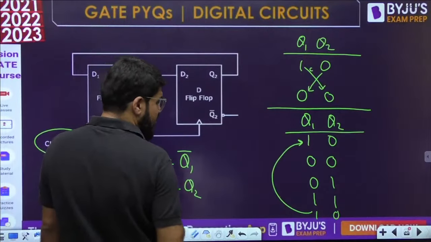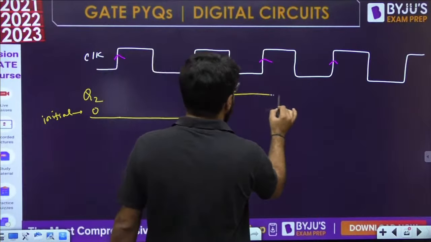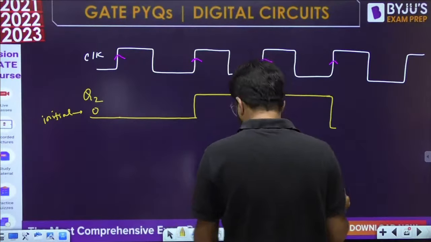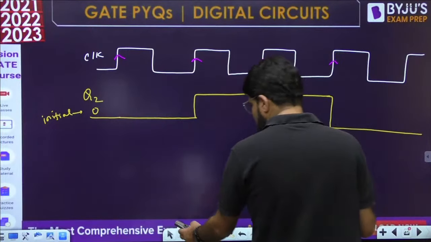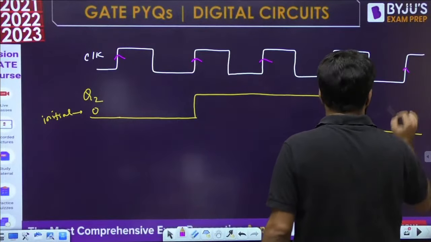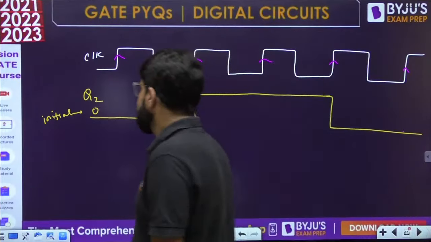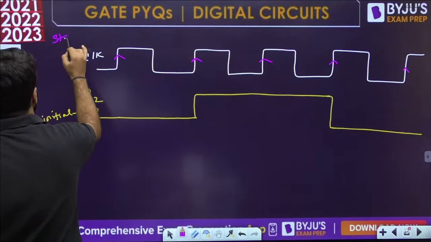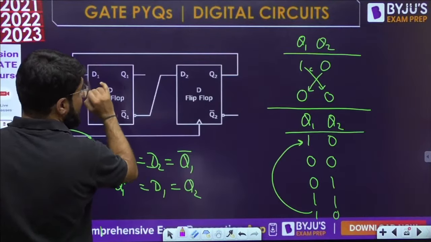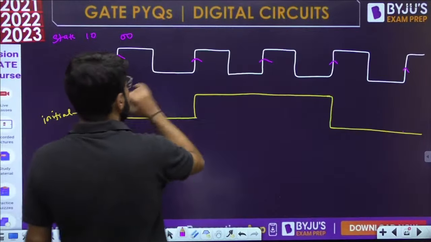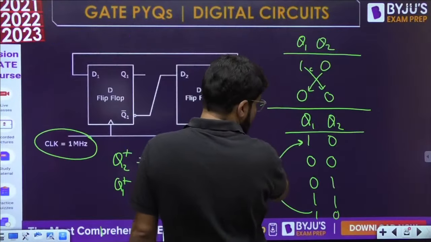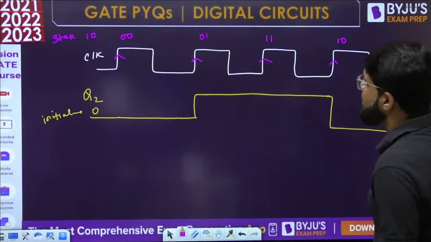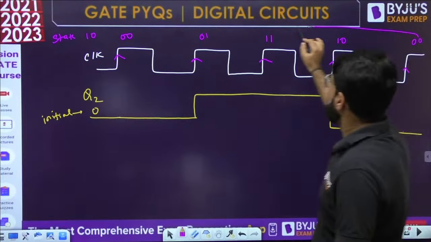Next 1, then 0. Next 1, next again 1, for this clock cycle 1, for this clock cycle 1, and then again becomes 0, and it is going to remain at 0 till this point. Ye dekhna. Because if I want to write down the states, I have started from 1 0 and then I have 0 0, then 0 1, then 1 1 state, and after 1 1, I again go back to 1 0, and then I have 0 0. So this is my 0 0 repetition.